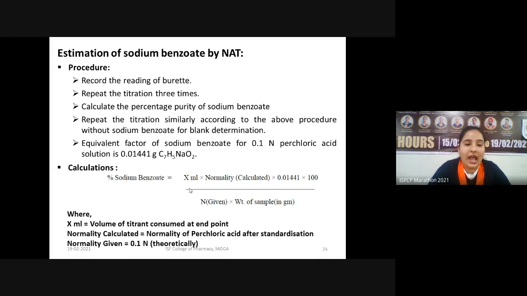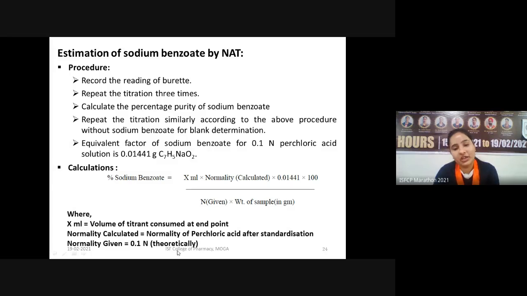N of perchloric acid is known to us and the weight of the sample is also known to us. The equivalent factor here we have used is 0.01441 gram. Why has this factor come here? This is the equivalent factor of sodium benzoate for 0.1 normal perchloric acid solution. It is approximately 0.01441 gram. Here X represents the volume of titrant which has been consumed for the endpoint, normality calculated, and the normality given of perchloric acid.